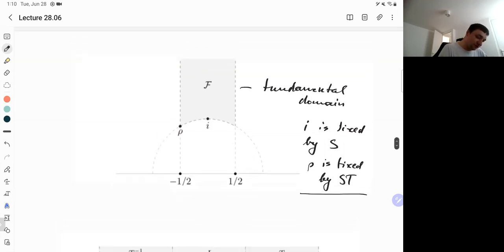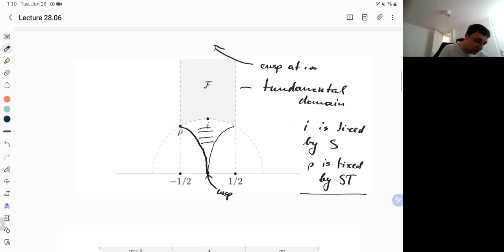And also, this is kind of an infinite strip, and at infinity you have what is called the cusp at infinity. You can't really see it from this picture because it's infinitely far, but if you think about another fundamental domain, if you flip this thing around, you will get this picture, and then this will be the cusp. That's where the name comes from.